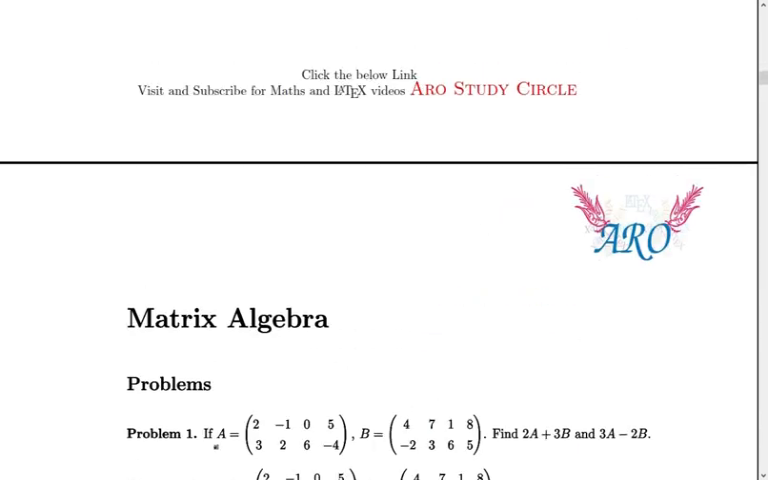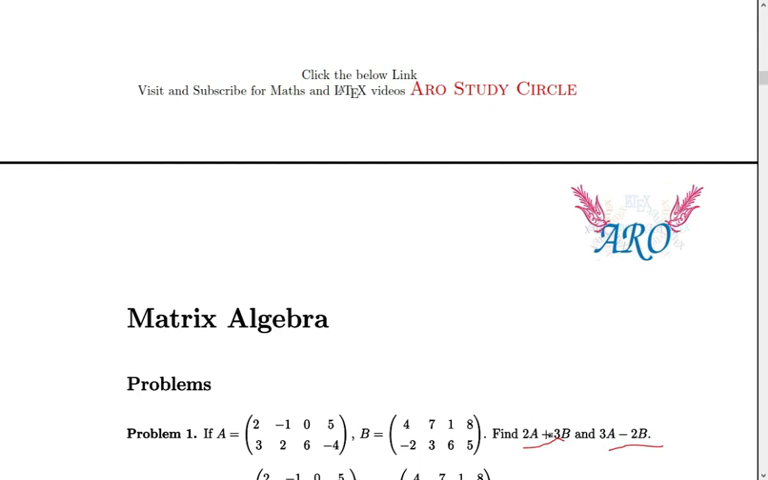In this video, we are going to see some problems of matrix algebra, which is in business mathematics. First problem: if A is equal to this matrix and B is equal to this matrix, we have to find the value of 2A minus 3B as well as 3A minus 2B.